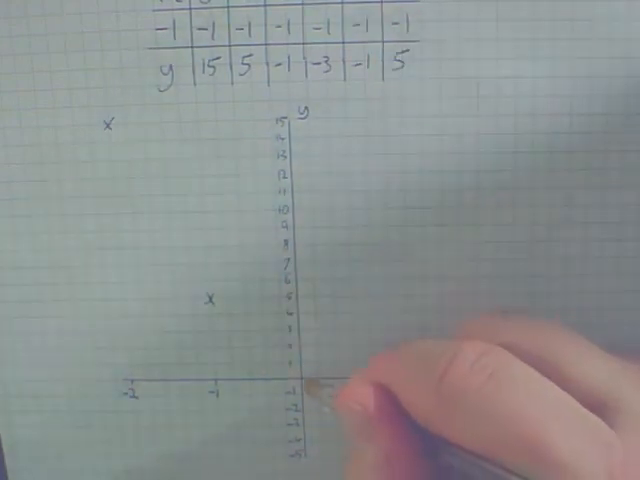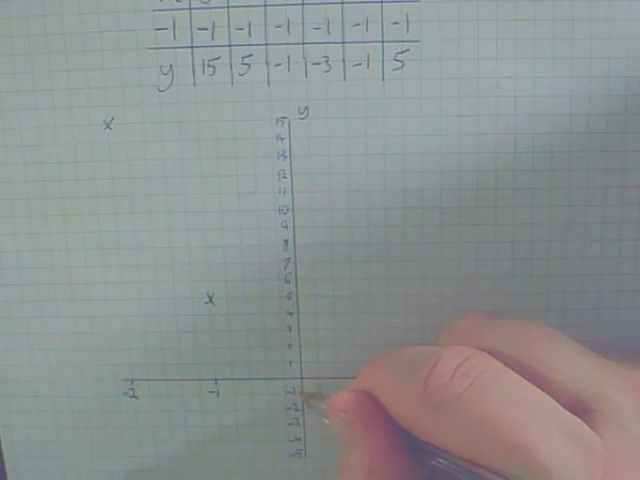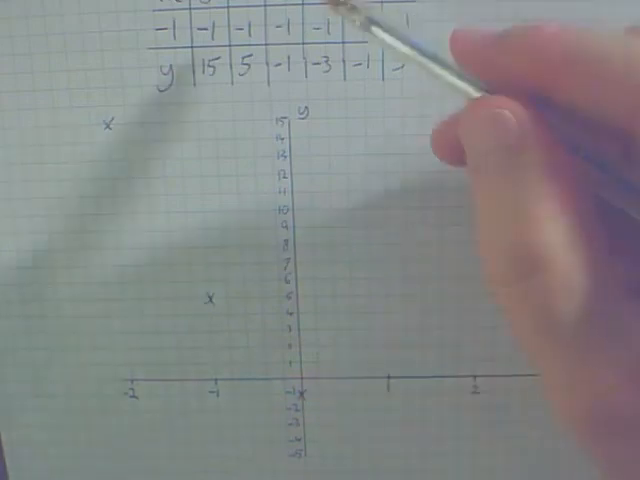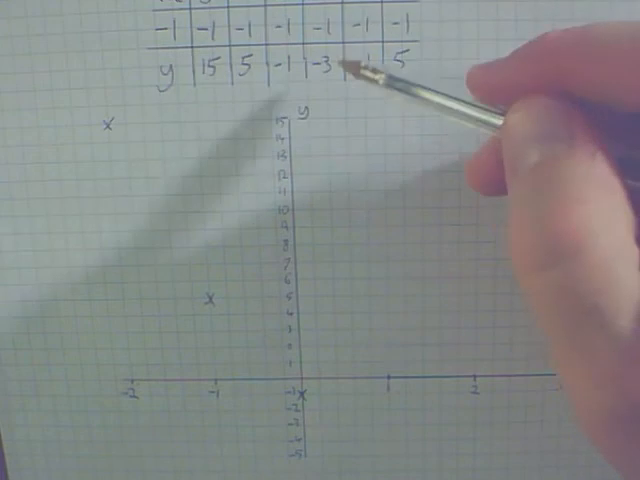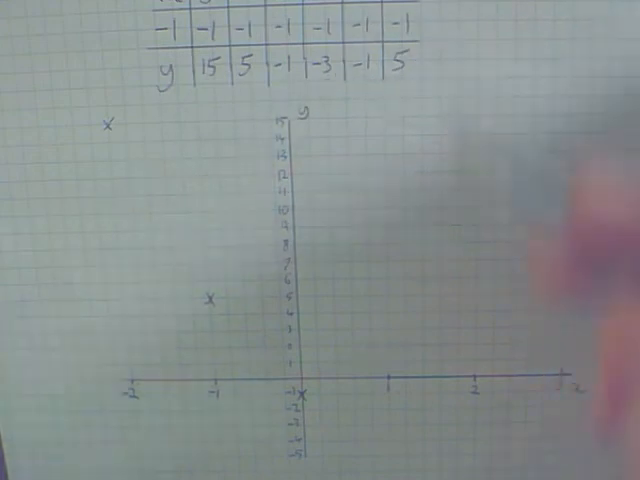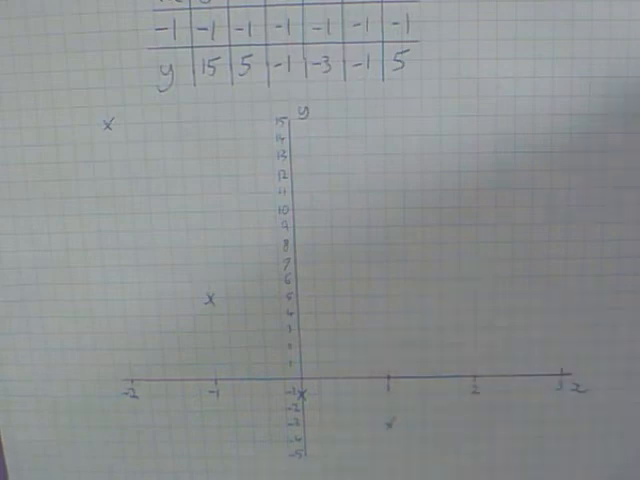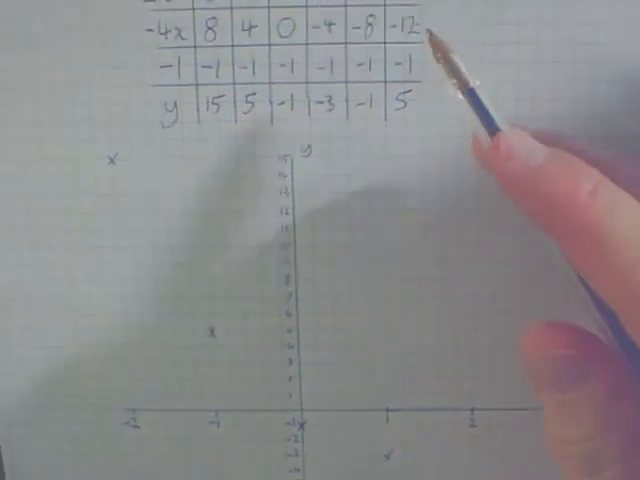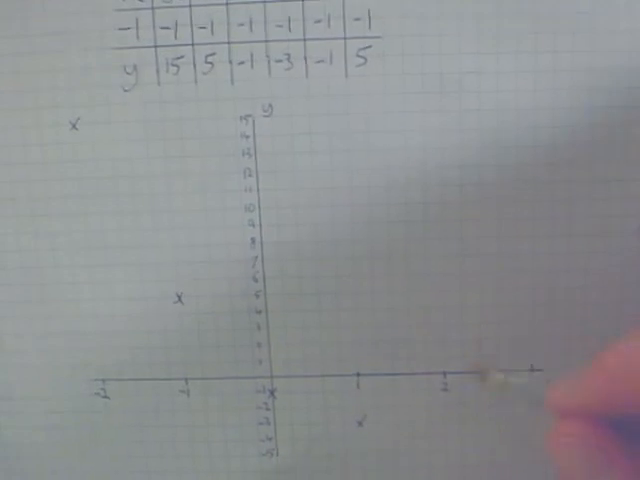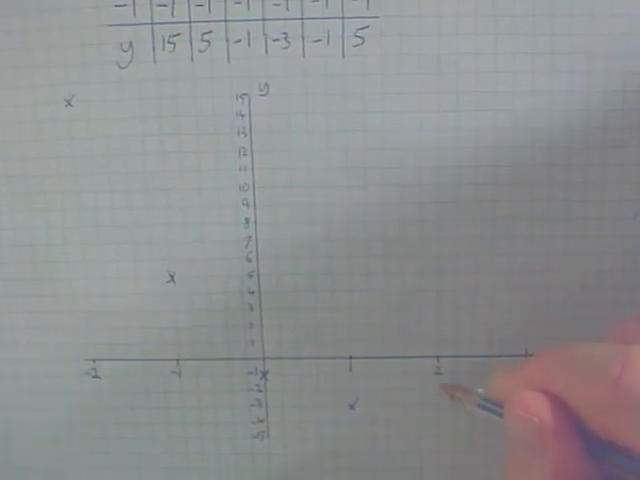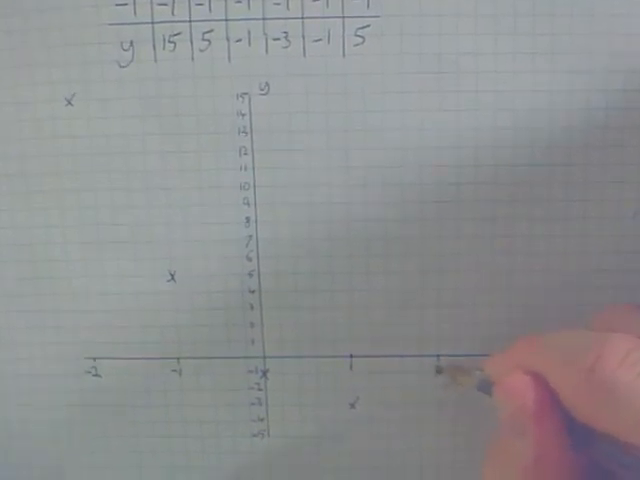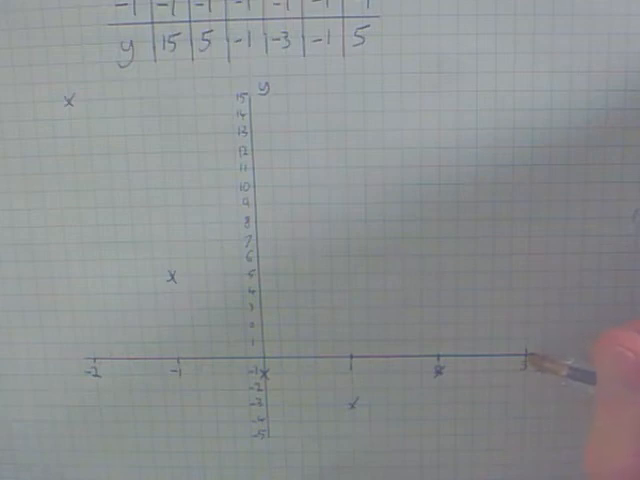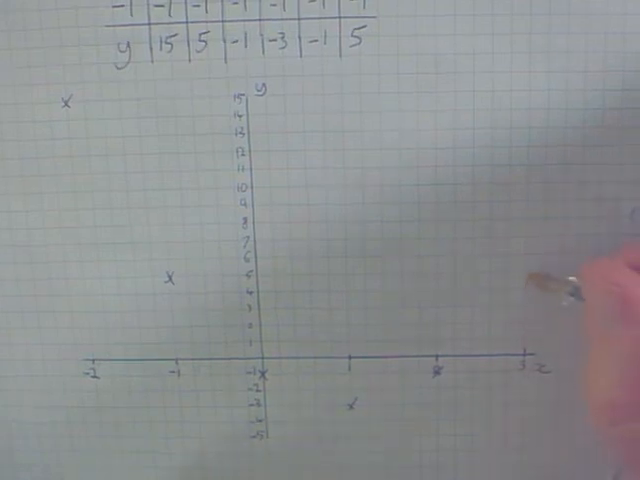0 and minus 1. 0, minus 1. 1 and minus 3. Okay, 1 and minus 3. 2 and minus 1. 2 and minus 1. And last one, 3 and 5. So 3, 5.